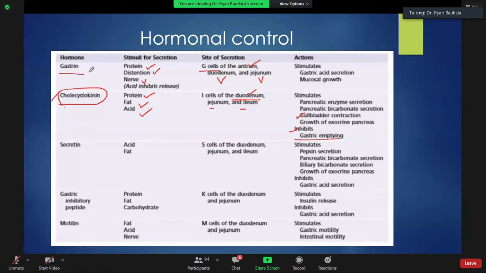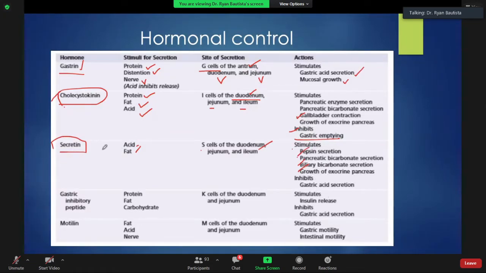Unlike with your gastrin, gastrin is aiding the more production of your acids and mucosal growth. Okay, secretin is stimulated by acid and fat. It is secreted by your S cells of the duodenum, jejunum, and ileum. So both of them are secreted by your small intestines. This stimulates pepsin secretion, pancreas, and bicarbonate of your biliary tract and your exocrine pancreas.